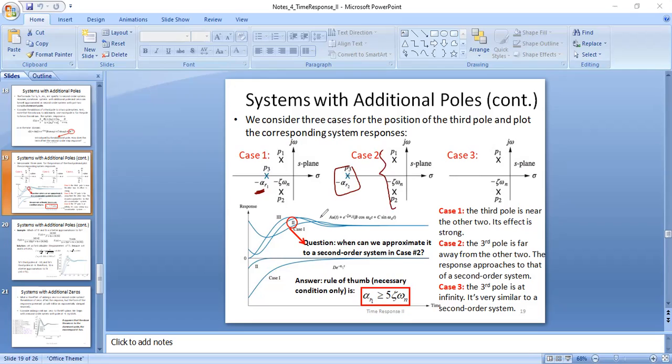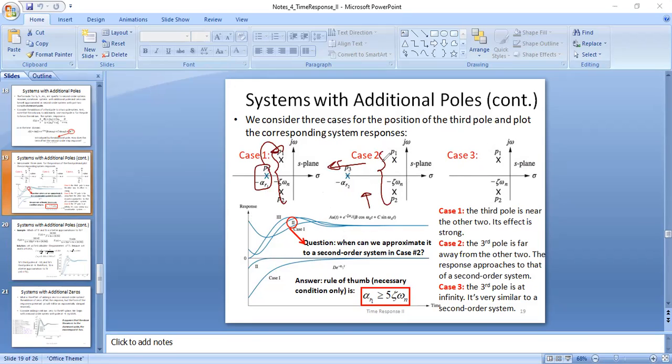Case 2 is that it is very far from my poles. And here it is very far, it is placed at infinity. So what do we see? In the first case, since this pole is near my second order system, its effect will be strong. It is moving away from my original poles.